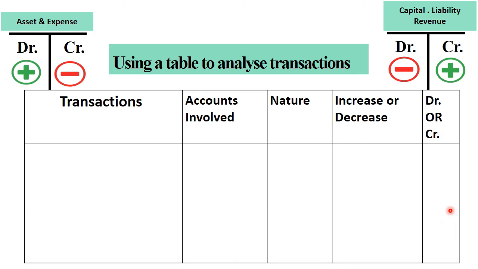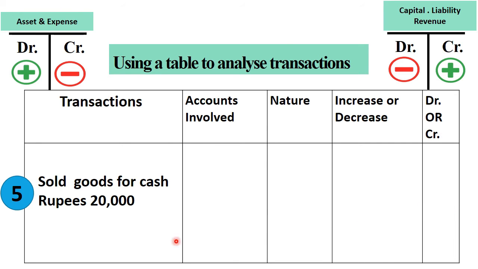Let us see one more example. Sold goods for cash rupees 20,000. Now find out what are the two accounts involved first. The accounts involved are sales and cash. So we don't write goods. When we are buying goods we say purchases. When we sell goods we say sales.